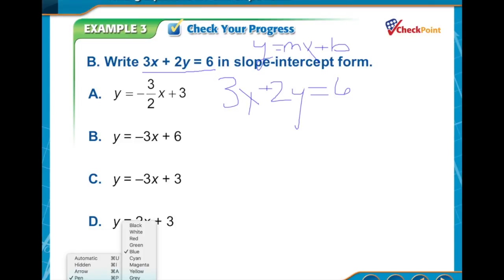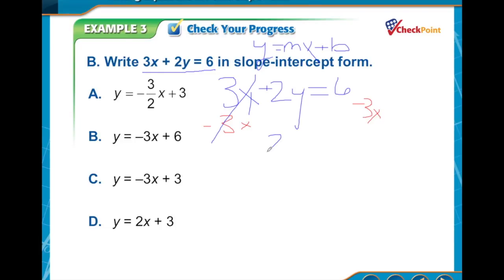I can subtract 3x from both sides because I don't need that term. I want only the y eventually. So subtract that 3x, and you must do it from both sides. So these will go away. That becomes a 0. On the left, we'll get 2y. On the right, we now have -3x plus 6.